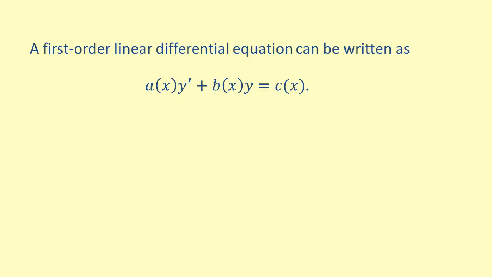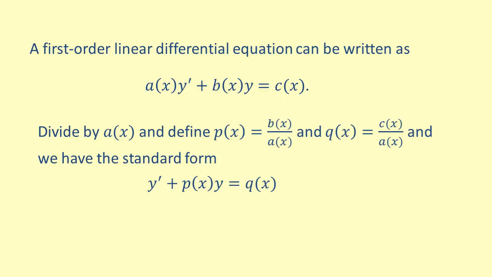Let's use this equation to find the standard form of a first-order linear differential equation. We can put the equation into standard form by dividing both sides by a(x). We then define p(x) to be b(x) divided by a(x) and q(x) to be c(x) divided by a(x). The standard form is then y' + p(x)y = q(x).